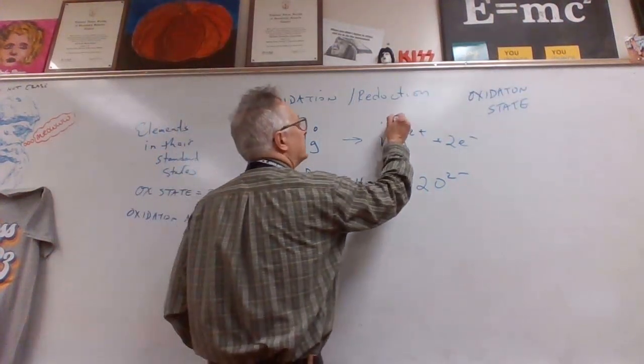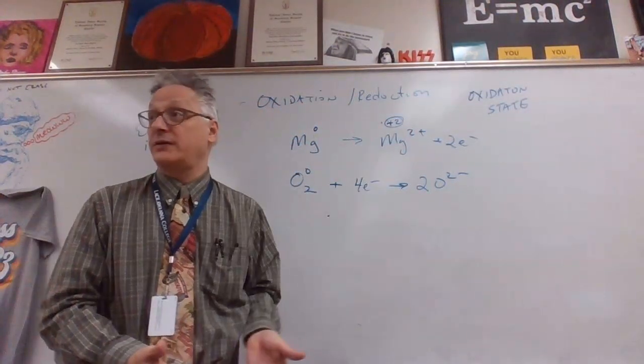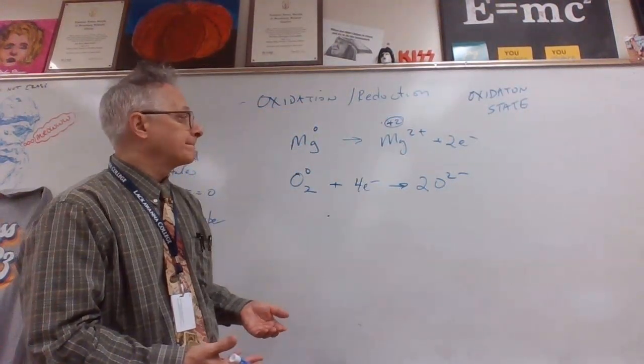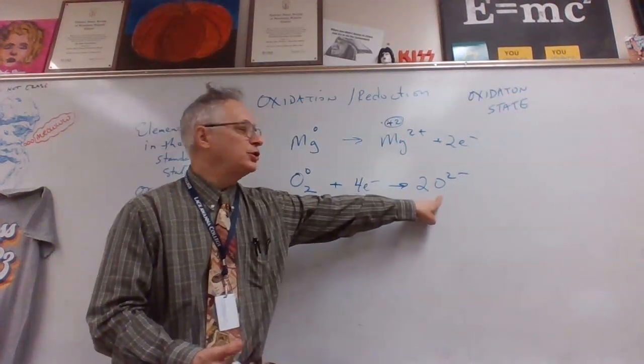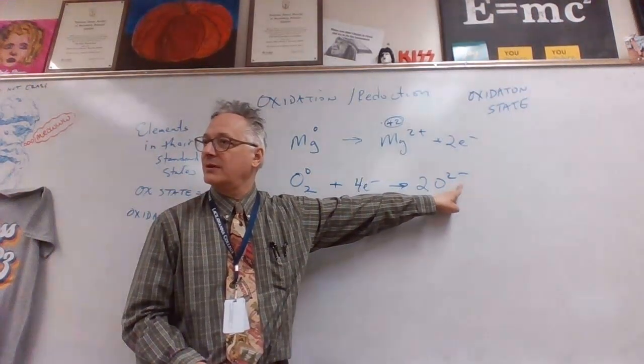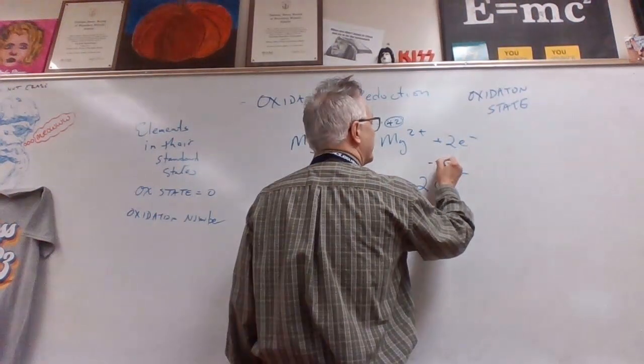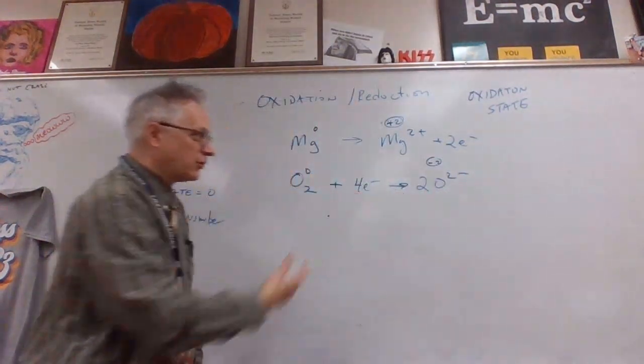How about over here? +2, yeah, +2, good. That's the oxidation state of the magnesium. It's also the charge on the ion, okay? And then down here, now I've got these two oxides. So what can we say about that? Each one is -2, yeah. -2 for each of the oxygens. It's also the charge on the ions.